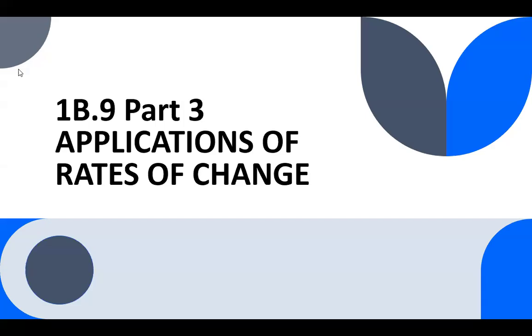All right, so in 1B.9 part 3, applications of rates of change notes, essentially what you're going to look at is everyday problems that involve average rate of change. They're pretty basic from start to finish. All you're doing in this situation is subtracting and dividing, subtracting and dividing. Identify what's your independent, identify what's your dependent variable, and it's the change in your dependent over the change in your independent.